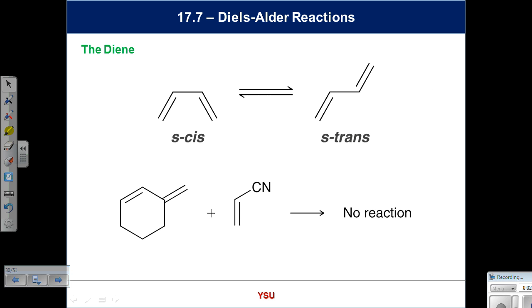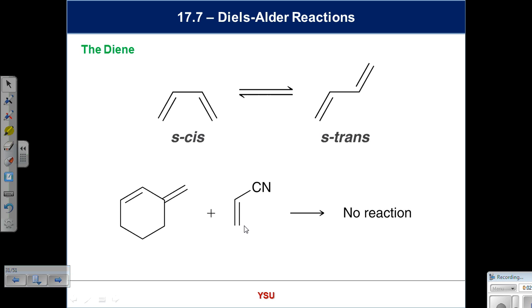Well, we mentioned that the dienes, if they're acyclic, can rotate. The rotation is hindered in the sense that it's slower than a normal single bond, but you can rotate around these single bonds, and we can get what we call the S-cis and the S-trans situation. We need the S-cis to be able to do the reaction. If it's trapped in the S-trans form, it won't do this Diels-Alder reaction. Right? So you'll need to have the S-cis.